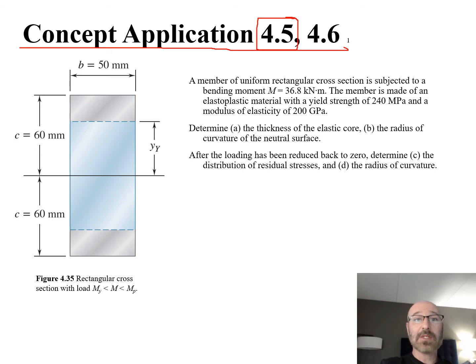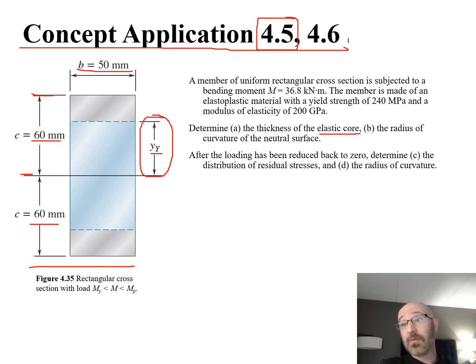So we can see we have a given diagram over here. We can see we have b is equal to 50 millimeters for the width. We can see our c from the center line going up to our outside surface, 60 millimeters on both ends. And then we have the thickness of our elastic region, our elastic core, as y sub Y. So let's read our problem statement now that we've taken a look at the diagram.